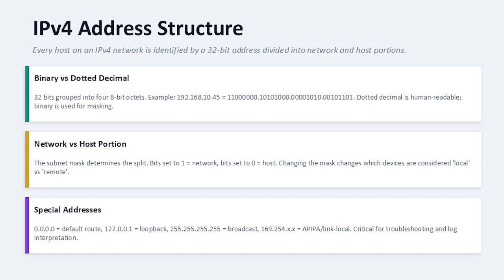So 192 is 11000000 dot, and then 168 is 10101000, so on and so forth. So IP addresses are stored as a 32-bit unsigned integer in the computer. And so being able to convert between binary and decimal is really important to really understanding IP addresses.